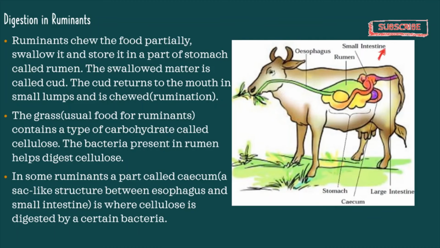So I think this is a very large process. It has to be chewed a lot. So the ruminants store it so that they can chew whenever they have time, whenever they don't do any work. The grass, the usual food for ruminants, contains a type of carbohydrate, so they also need nutrients, guys.